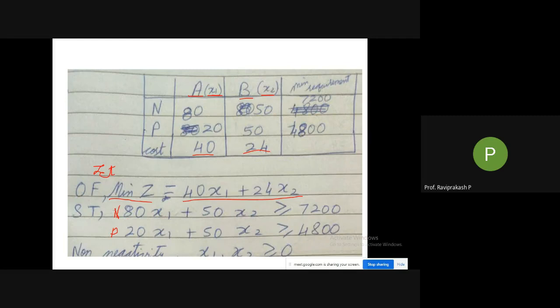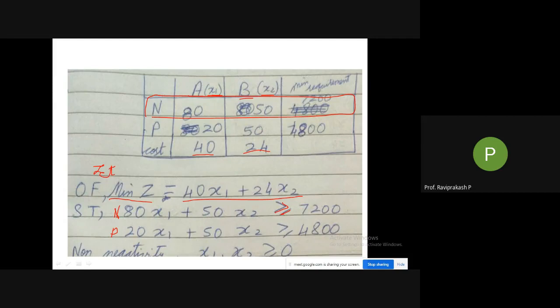For nitrogen, we need both the parameters for nitrogen only; one nitrogen and one phosphorus will not help. So it is 80 and 50. For A it is 80, for B it is 50, and it should be a minimum of 7200, which means it should be greater than or equal to 7200.